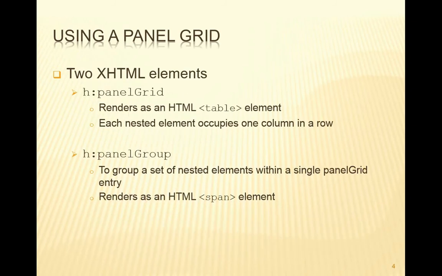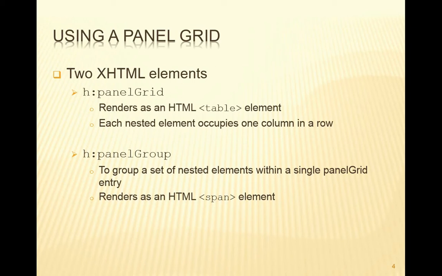So the panel grid will make use of two elements. First of all, the panel grid itself, which will, when it gets converted into HTML, render as a table element. Within that panel grid element, we will nest other elements. So it might be, for example, an output text. And each element that we put inside that table will occupy one column in a given row.